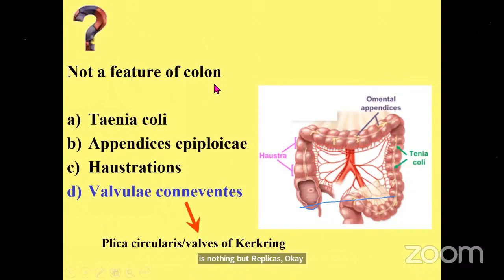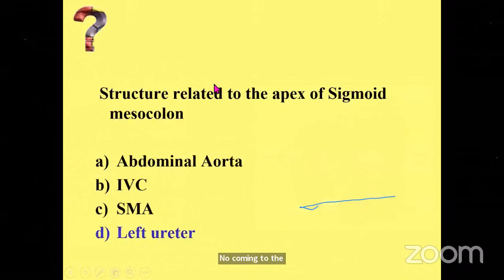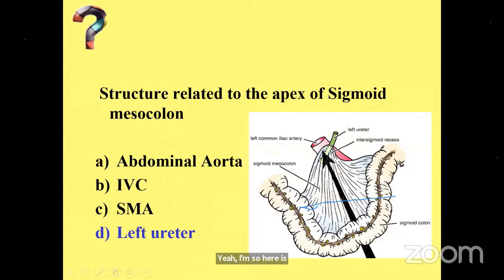Now coming to the next question: structure related to the apex of the sigmoid mesocolon. If you haven't seen the answer, can you try answering it? What is the answer? Apex of sigmoid mesocolon. The answer here is the left ureter. Very good. So you can see the sigmoid mesocolon has got an apex, and the structure related is the left ureter.